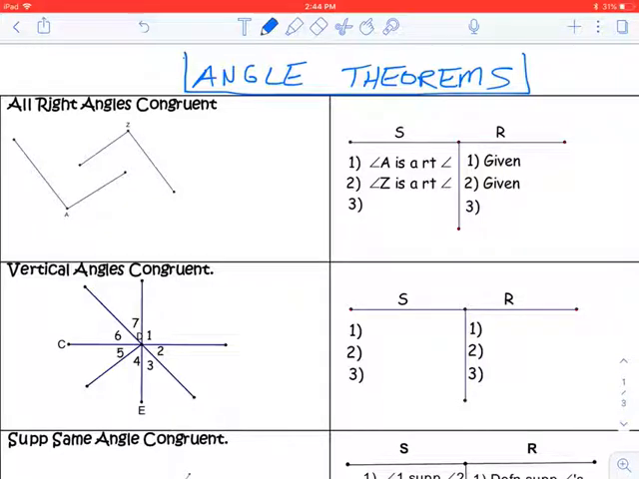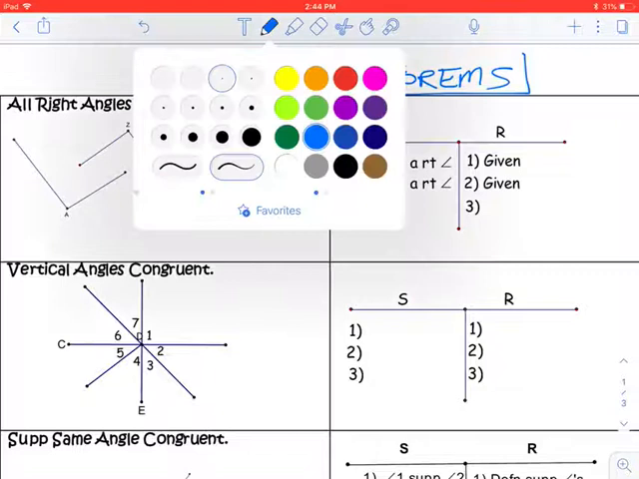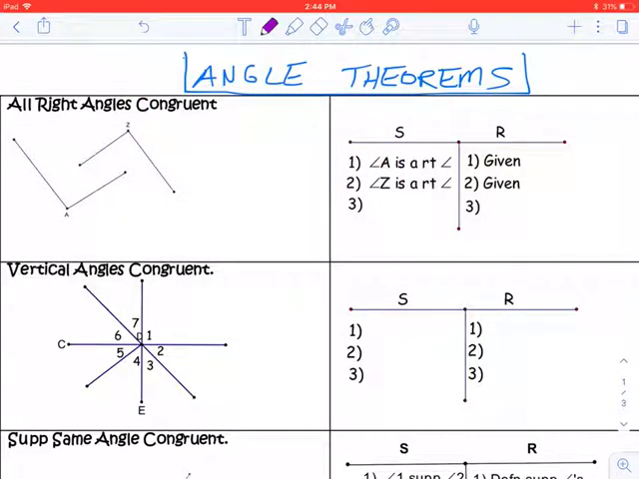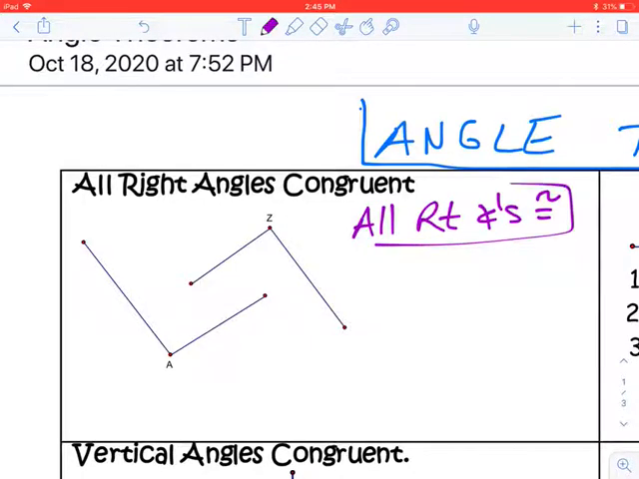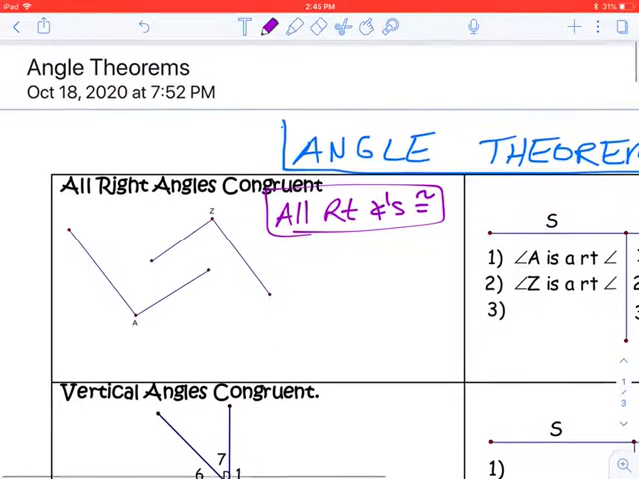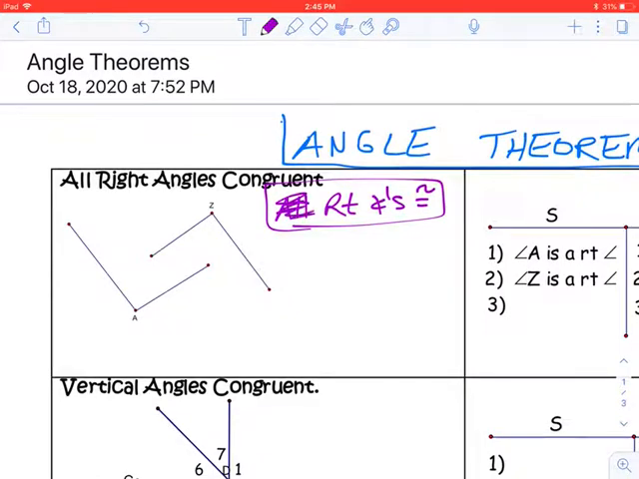All right, geometry. We're talking about angle theorems. Some of you have already probably seen the first few, but these are all the theorems that we're dealing with for angles right now. So, all right angles congruent. We can abbreviate this by just writing "all right angles congruent" like this, so we don't have to write as much. Or just "right angles congruent." You don't really even have to have the "all."